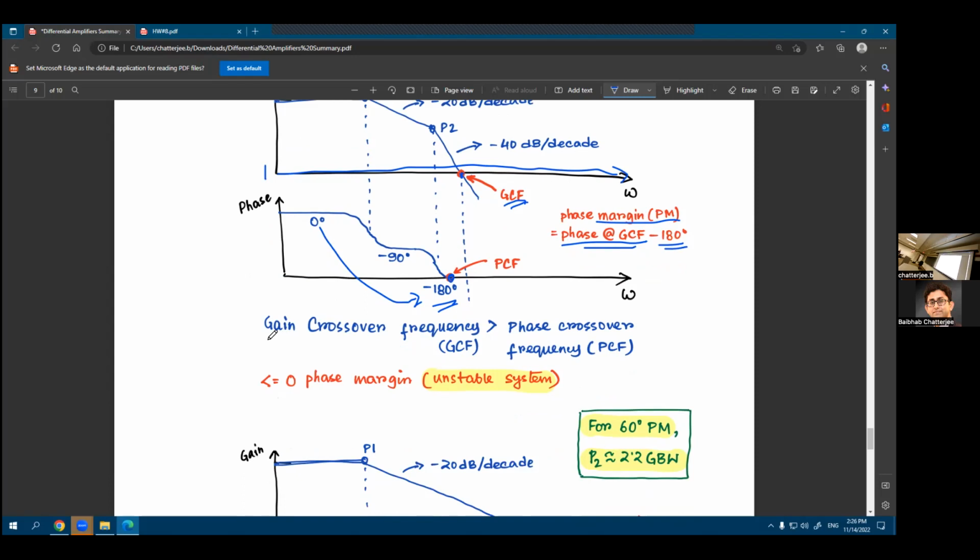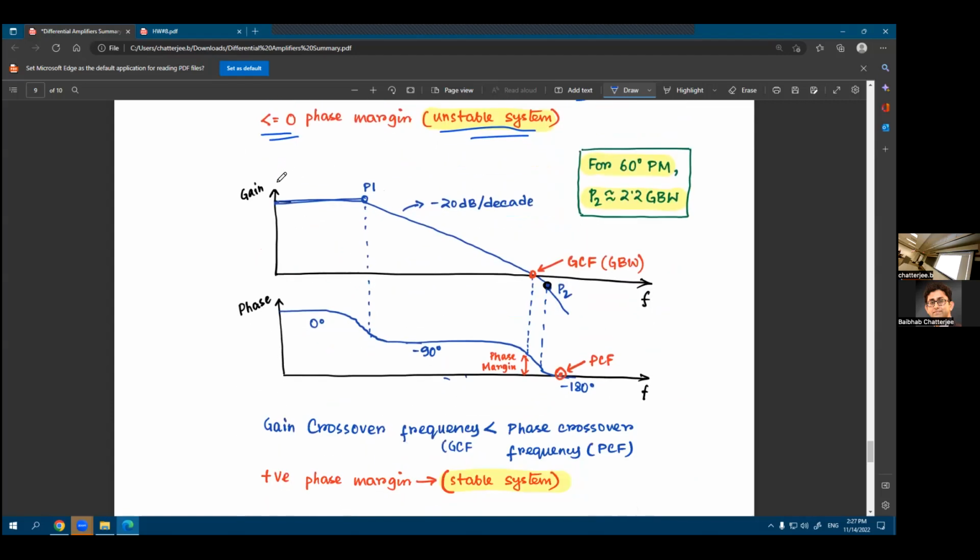So in this case, you have a gain crossover frequency which is more than the phase crossover frequency. Your gain crossover frequency is on the right-hand side. This is your gain crossover frequency, and this is your phase crossover frequency, right? So your phase crossover frequency comes first, your gain crossover frequency comes later. This means that the phase margin will be less than or equal to 0, and it will mean an unstable system, right? According to the definition, it will be less than or equal to 0 of phase margin.